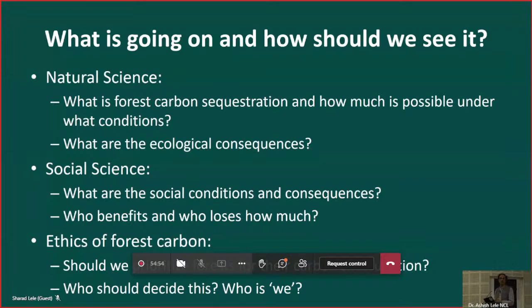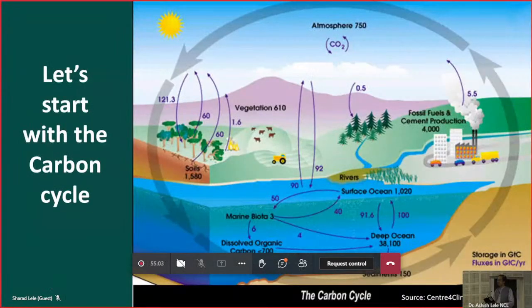How should we be making those decisions about what to do in our forests? And that's kind of where I would like to end up in this talk. So let's start with the carbon cycle.